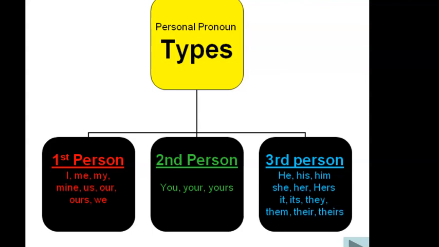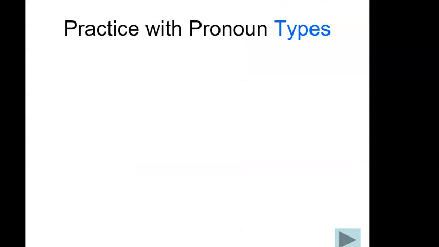The second person: you, your, and yours. The third person: he, his, him, she, her, hers, it, its, they, them, their, theirs. All of them are personal pronouns.